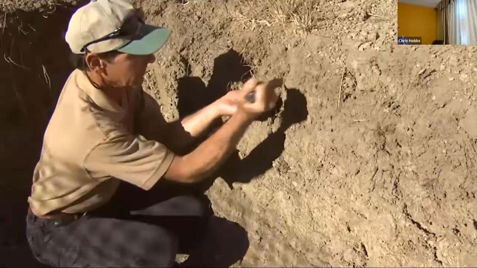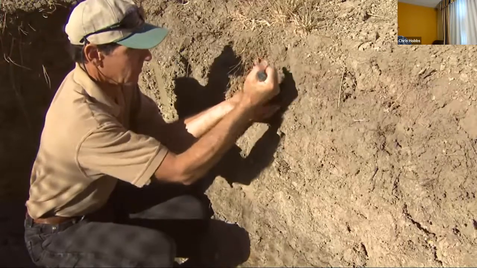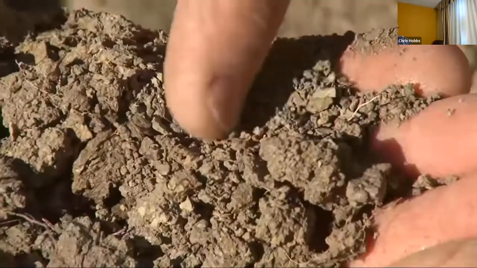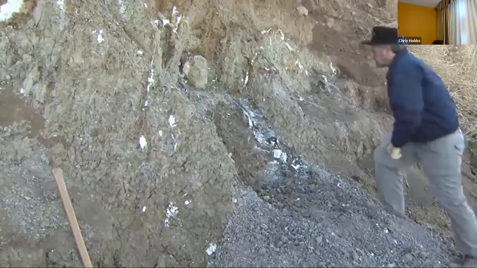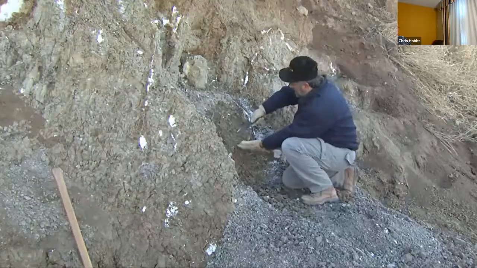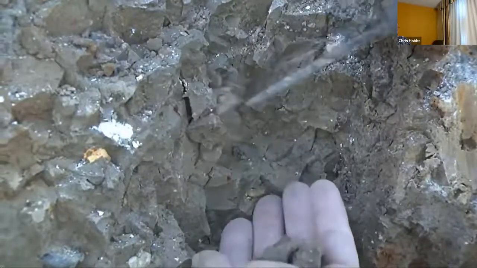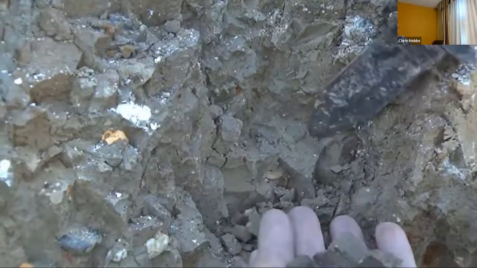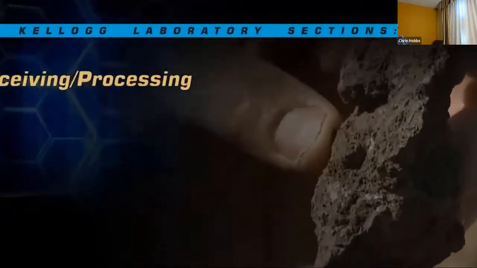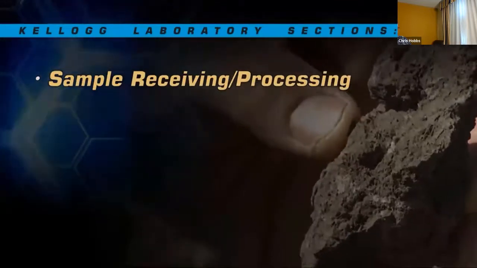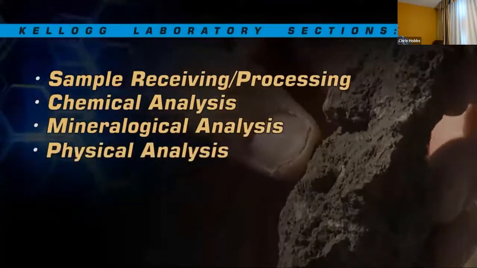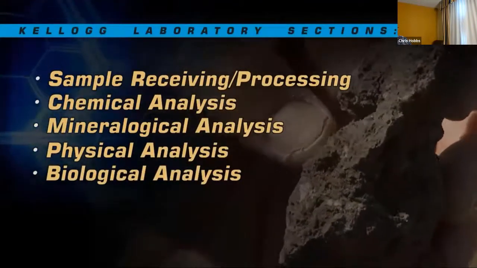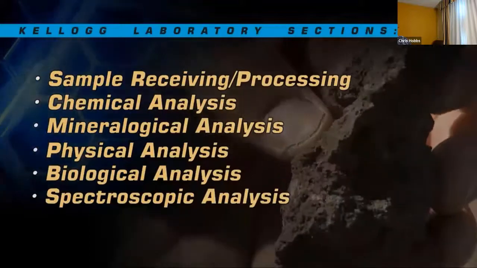The life cycle of a laboratory soil sample begins in the field, where soil scientists describe and collect samples. Reasons for collecting samples include natural resource inventory, mapping, classification, and interpretation of soils, and research projects. The work of the Kellogg Laboratory is carried out in several sections, including sample receiving and processing, chemical analysis, mineralogical analysis, physical analysis, biological analysis, and spectroscopic analysis.